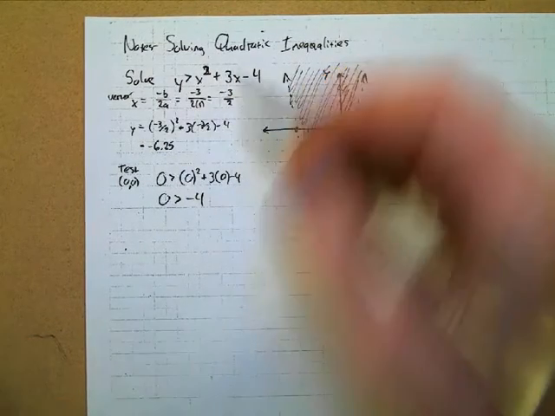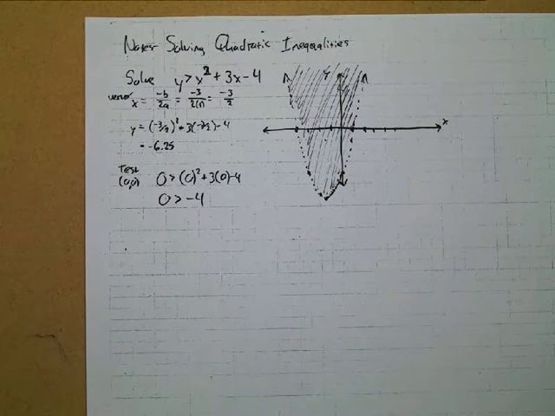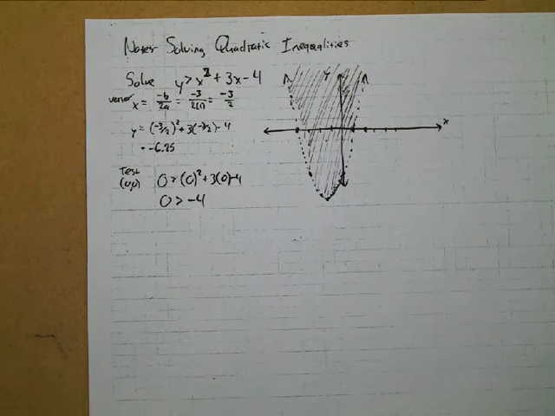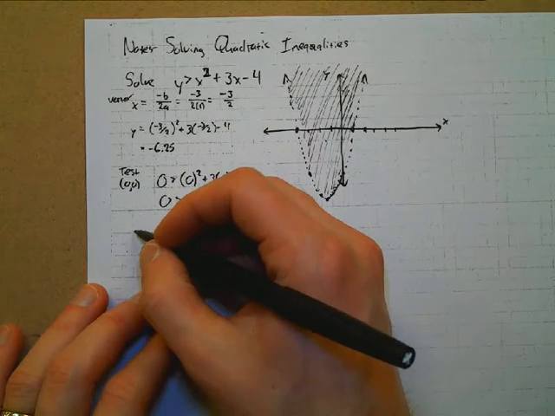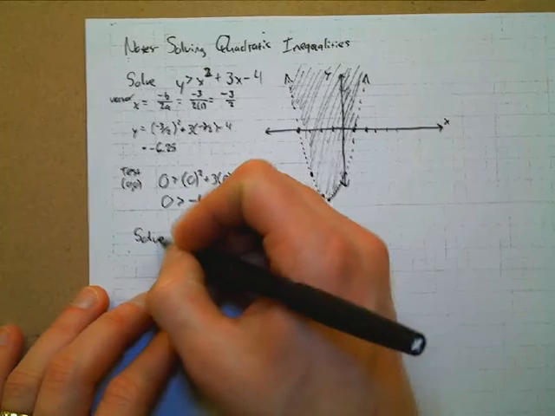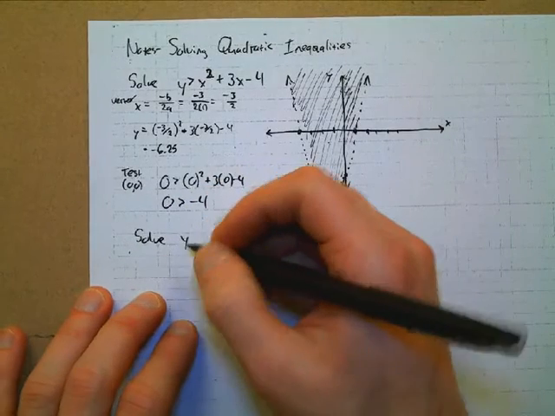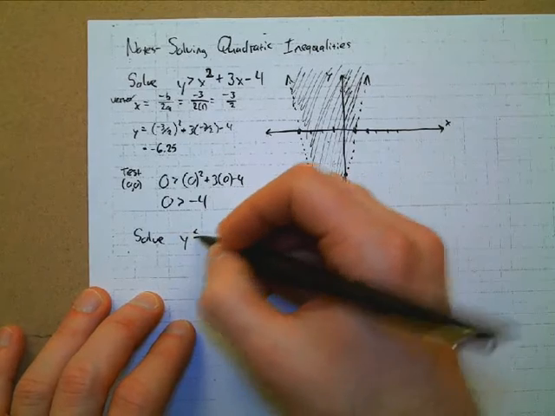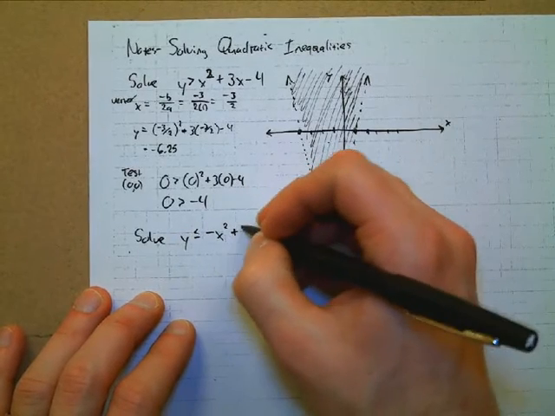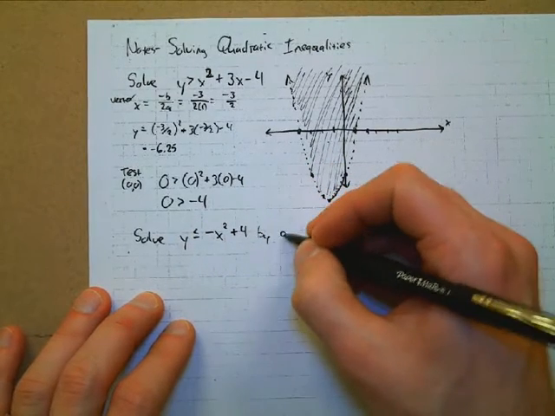All right? So let's try another one here. Okay. Let's solve y is less than or equal to -x squared plus 4 by graphing. Okay, let's solve another one here by graphing.